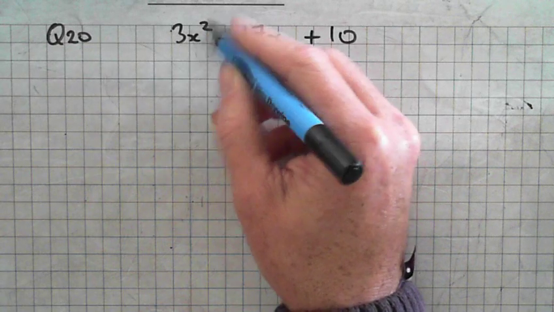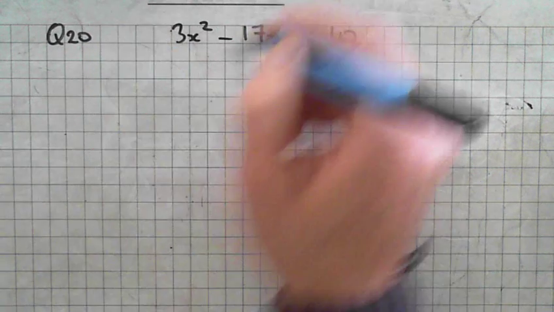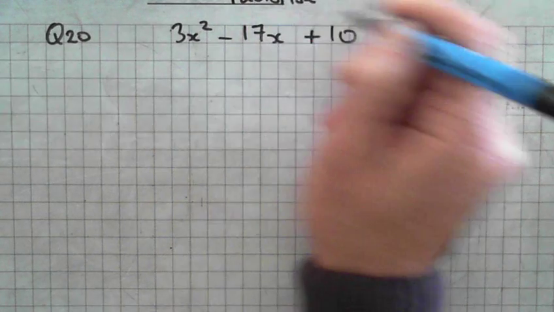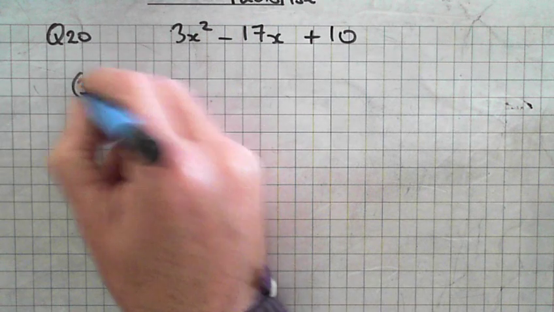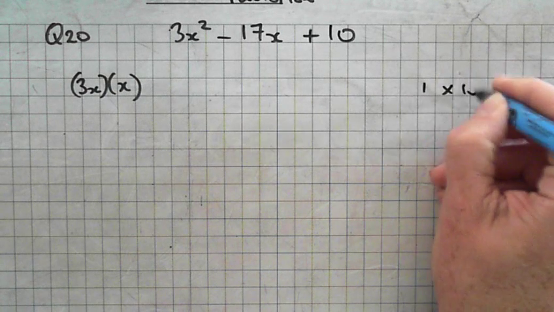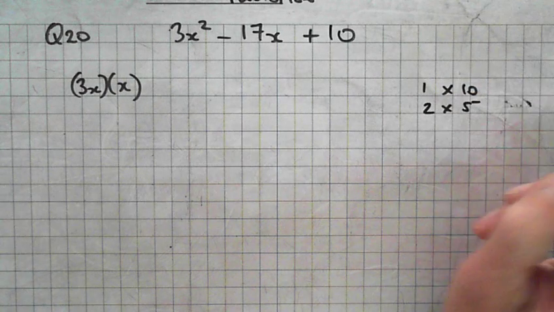We'll write down the factors of 3x squared. Sorry, we are factorizing. Factorize means find the factors. So it's 3x times x, isn't it? And over here the factors of 10: 1 times 10, 2 times 5.